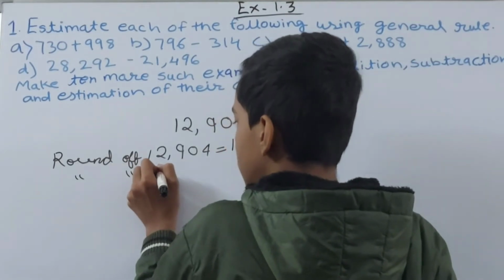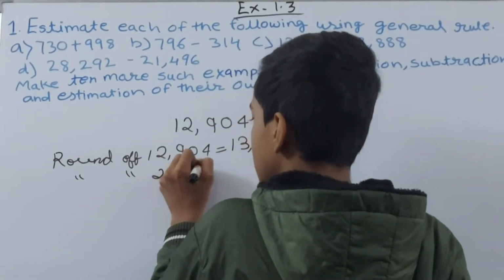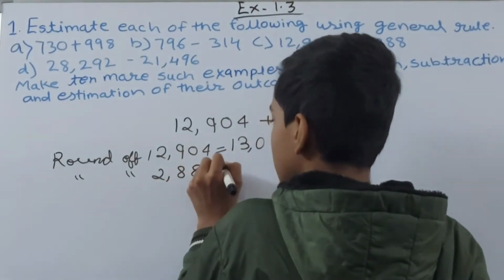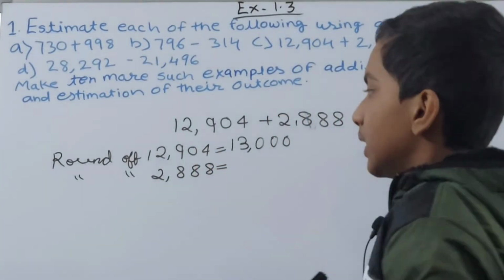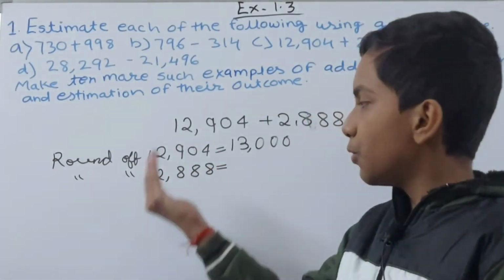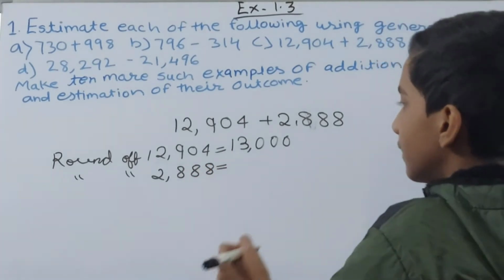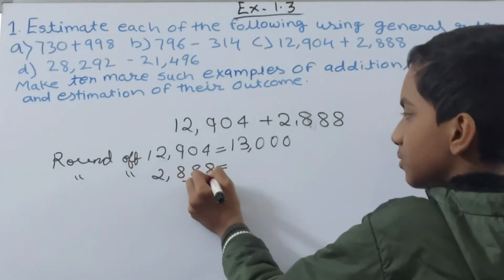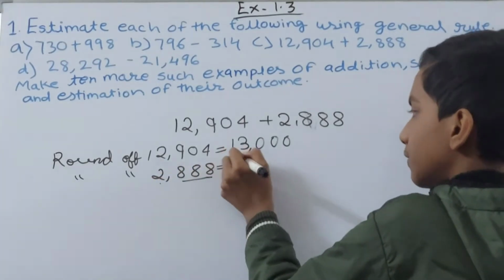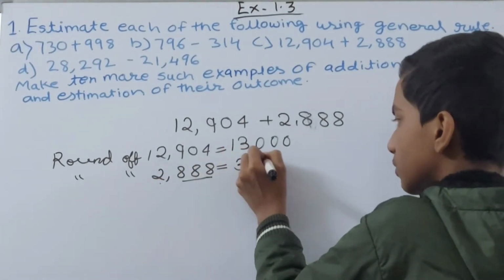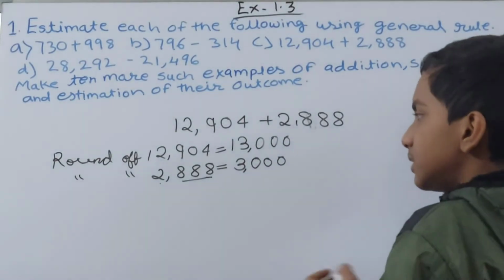Now we will do the same thing. Now we have 2,888. See, we are rounding off to the thousands place, move one place back to the hundreds place. 8 is here. Again you will turn all these 3 places to 0 and 2 to 3, because we will add 1 to it. So 3 zeros after it. Okay, so that is 3,000.